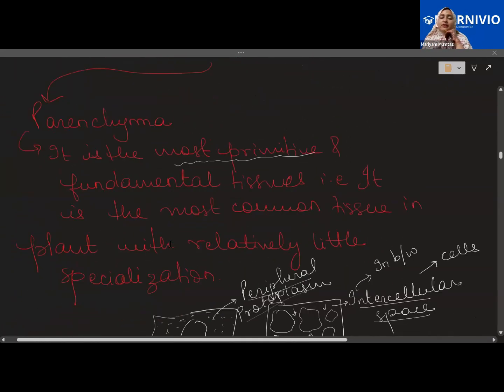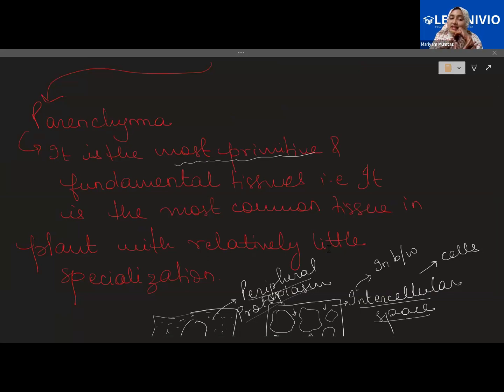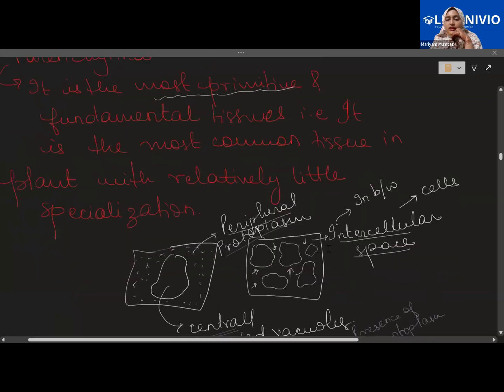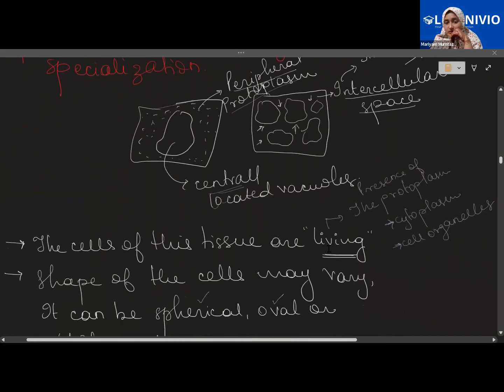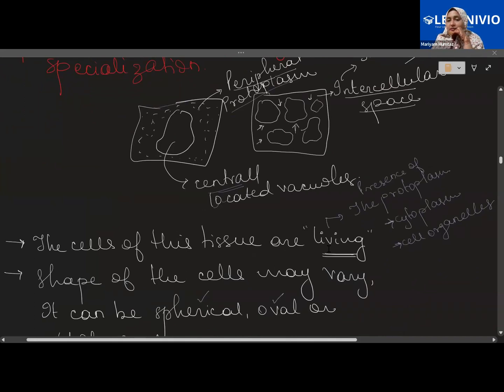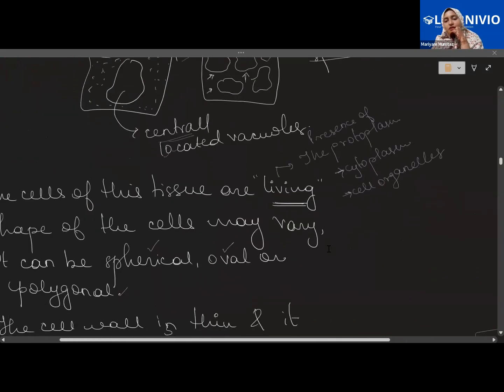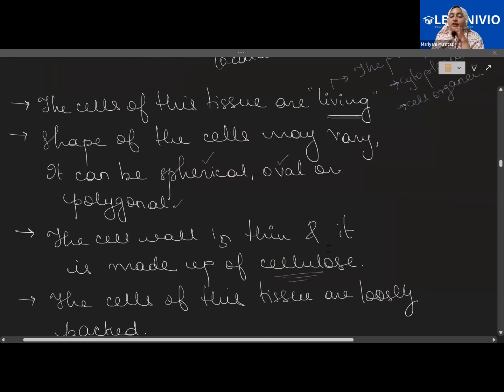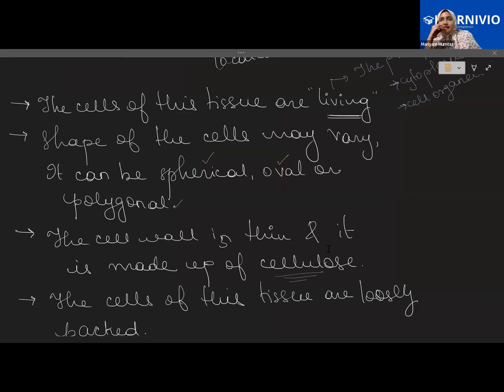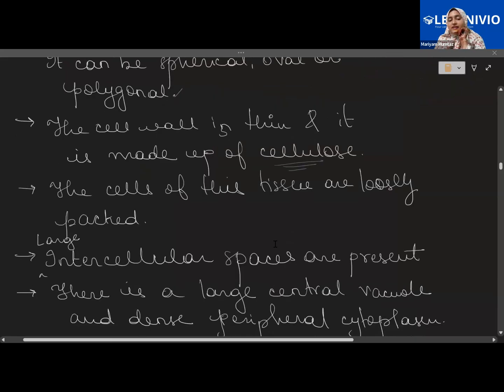Now, parenchyma is the most primitive, fundamental, and basic tissue, very common in plants. It has relatively less specialization. We saw that they have intercellular spaces in between them, and all of them are living. Living means protoplasm is present, with all the cell organelles. They are made of cellulose and are thin. Since the cells are loosely packed, there are a lot of intercellular spaces present in between them.